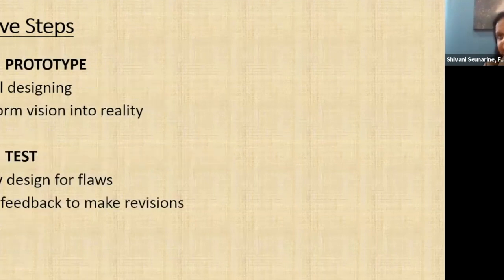Step 5 is the prototype. You must prototype. A prototype could be a working model of something. It could be a design, something on paper, but it's something that people can see. That's what a prototype is, something that people can see. So it may involve physical designing, but it's where you're transforming your vision into reality. So that's what a prototype is.